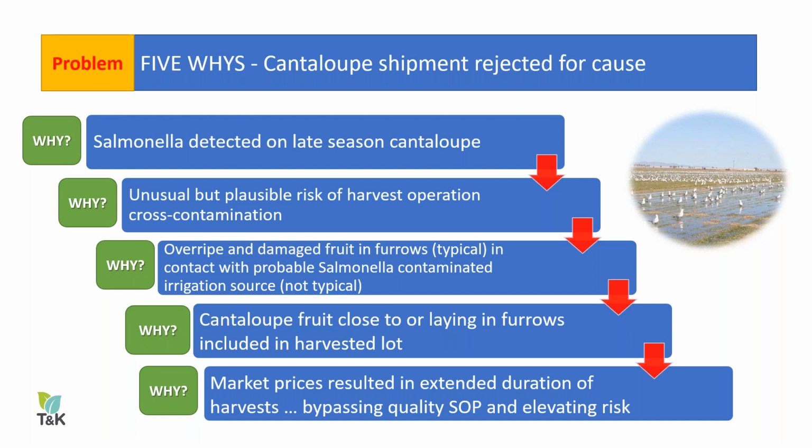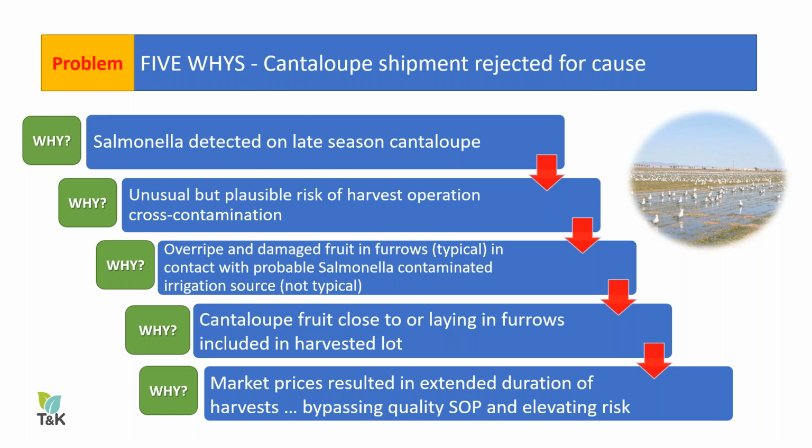Why was it rejected? Salmonella was detected on late season cantaloupe. Why was that? Well, it was an unusual but plausible risk of harvest operation cross-contamination. Why was that more likely than what would be typical? Overripe and damaged fruit were in the furrows, which is not uncommon. That's the typical part. But they were in contact with probable salmonella contaminated irrigation source water, which is not typical and would not be expected.